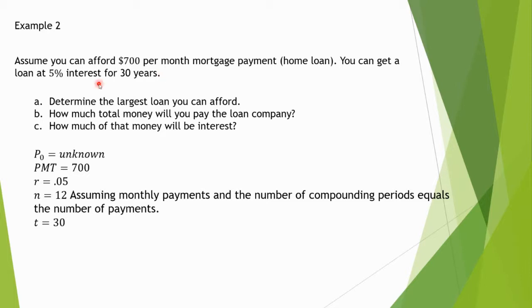And let's say from a bank you're able to get a loan at 5% annual interest, APR, for 30 years. What we're going to do is answer these questions. We're going to determine the largest loan that you can afford.